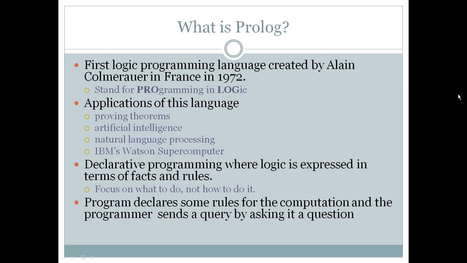So let's begin. Prolog is the first logic programming language, created by Alain Colmerauer in France in 1972. As you can see, it stands for the French translation of programming and logic. The "pro" comes from here and the "log" comes from here.